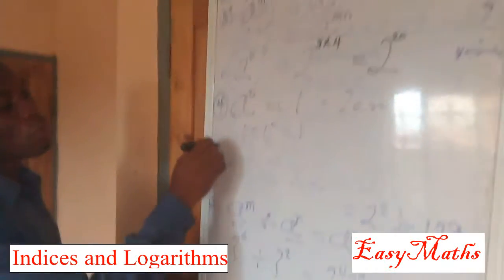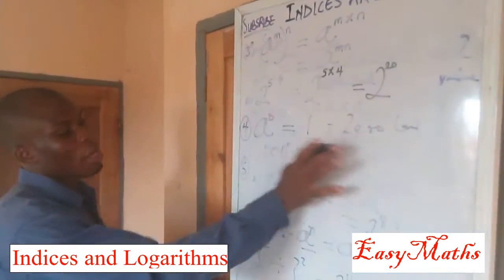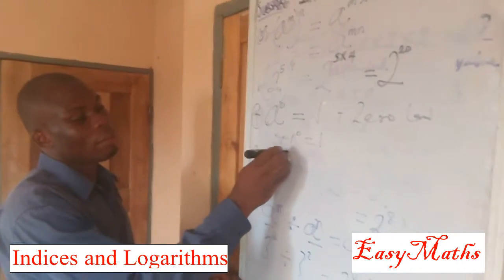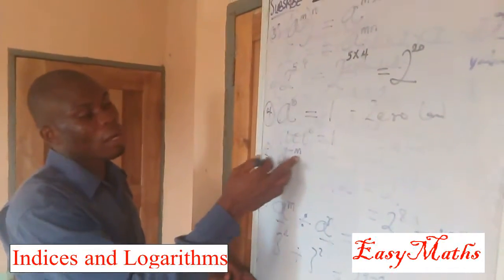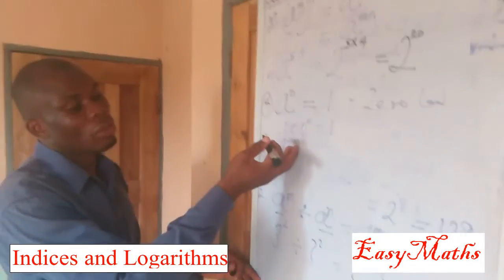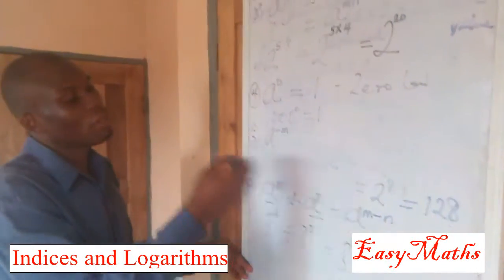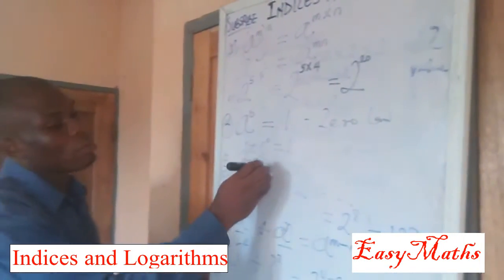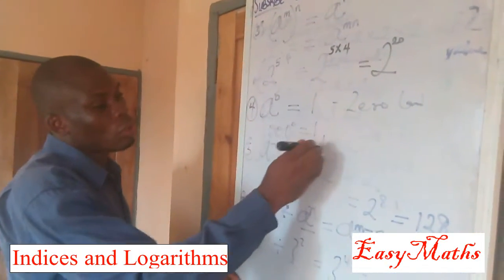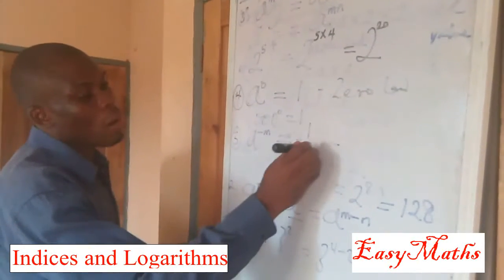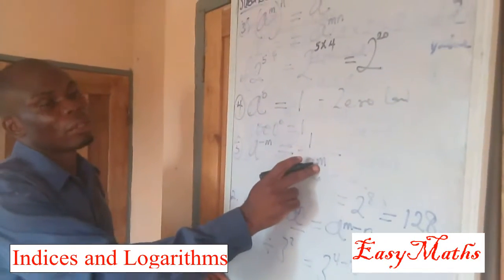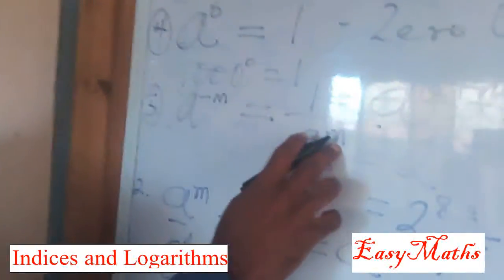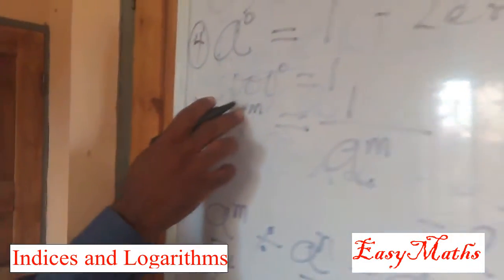Now, the fifth one, we have a raised to power minus m. A negative power. Minus m can be any number, minus 5, any number whatsoever. So this base is raised to a negative power. This will be the same thing as 1 over a raised to power m. Do you get it now? You'll be able to turn it to a fraction. 1 over a raised to power m is the same thing as a raised to power minus m.